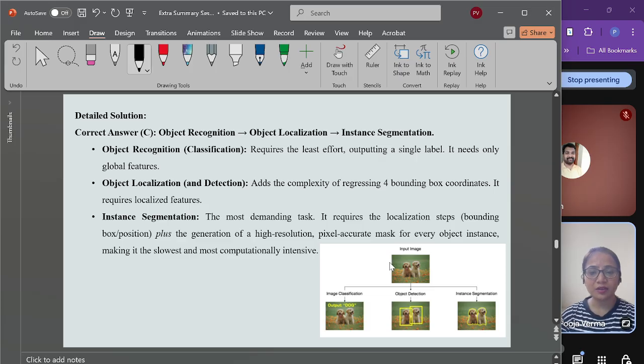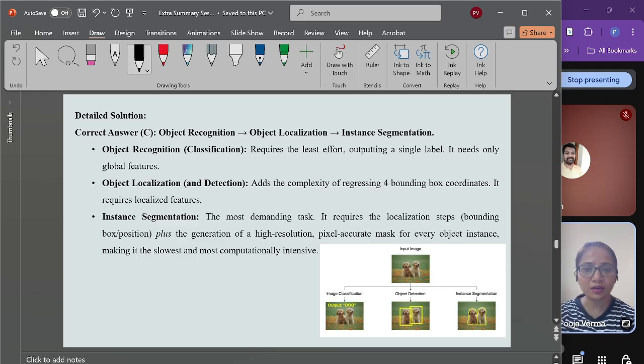Object recognition, or classification, requires the least effort. Outputting a single label needs only global features. As we have seen in the previous class, there is an input image with two dogs, and here we just output "dog". Where it is and what they are doing does not matter to us. We are just recognizing what object it is.